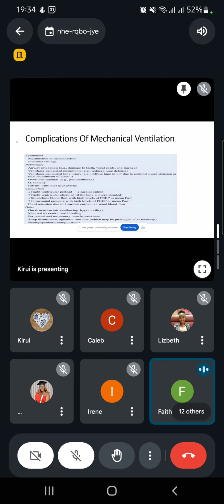You can have weakness of peripheral and respiratory muscles due to disuse. There's also a risk of sleep disturbance, agitation, and fear, which is uncomfortable to the patient. Then also the neuropsychiatric complications. Next slide, please.